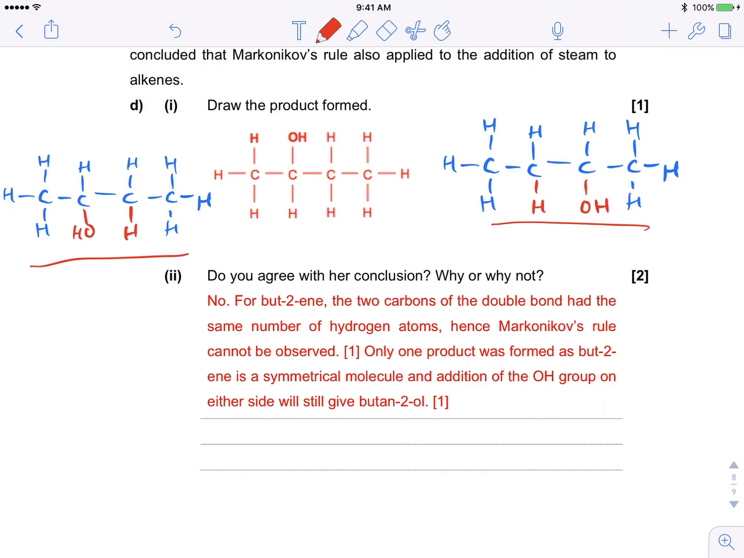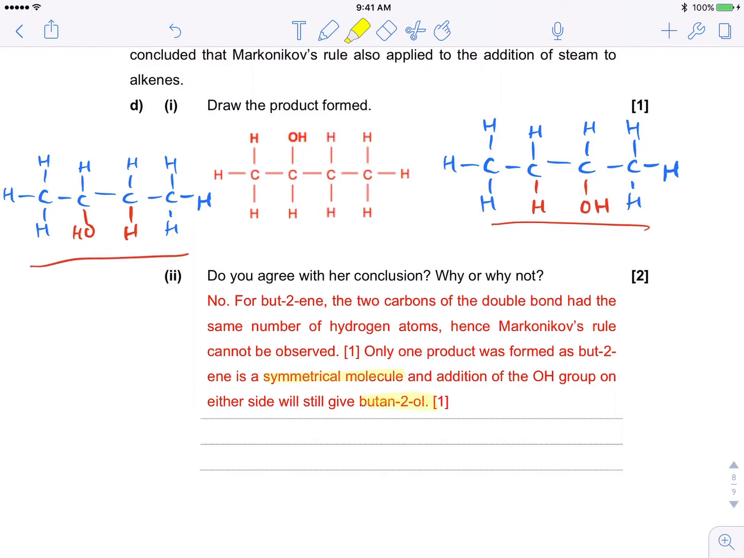So, do you agree with the conclusion? Why or why not? You can explain it in a few ways. First, you can explain that the two carbons have the same number of hydrogen atoms, so we can't observe Markovnikov rule. We only form one product because butene is a symmetrical molecule. And no matter how we add water, it will still give the same product, butanol.